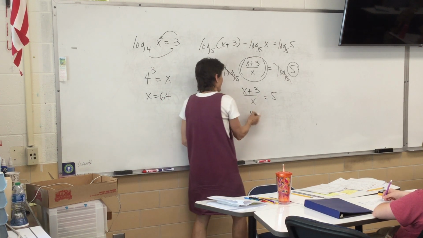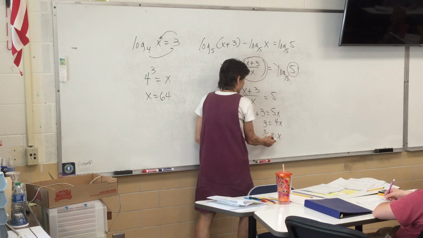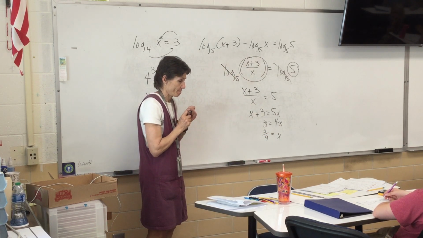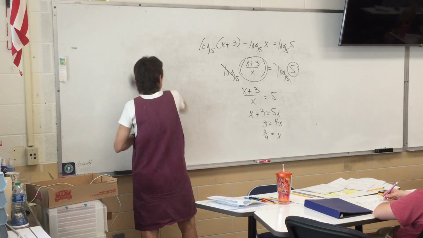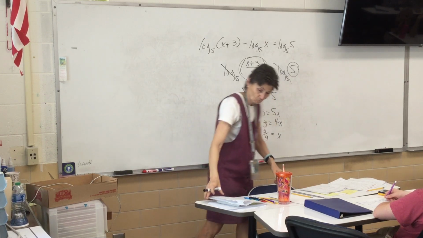Okay, so now multiply by 5. It's a regular equation now. So it looks like my answer is going to be 3/4. All right, that takes care of those two. All right, what else?